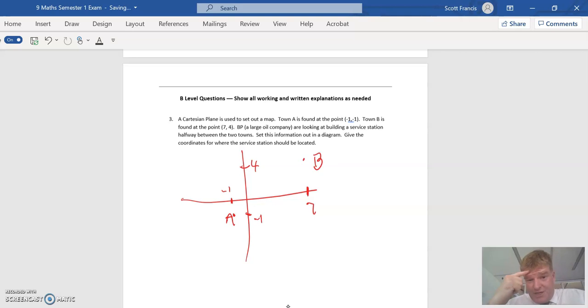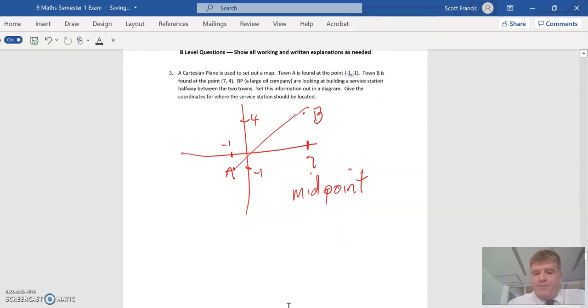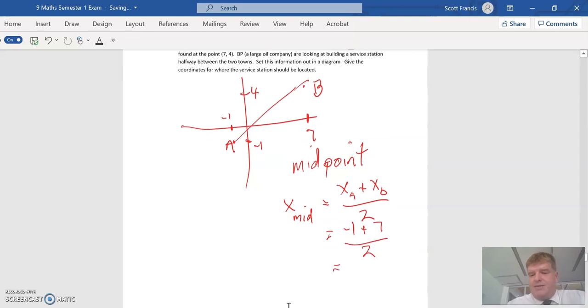And they want to put a service station halfway between them. So halfway, we use the rule for the midpoint. What we're going to do there, for the x value, the x midpoint, is going to equal xa plus xb divided by 2. So we're going to have negative 1 plus 7 divided by 2. Negative 1 plus 7 is going to be 6, divided by 2. So the x value is going to be 3.